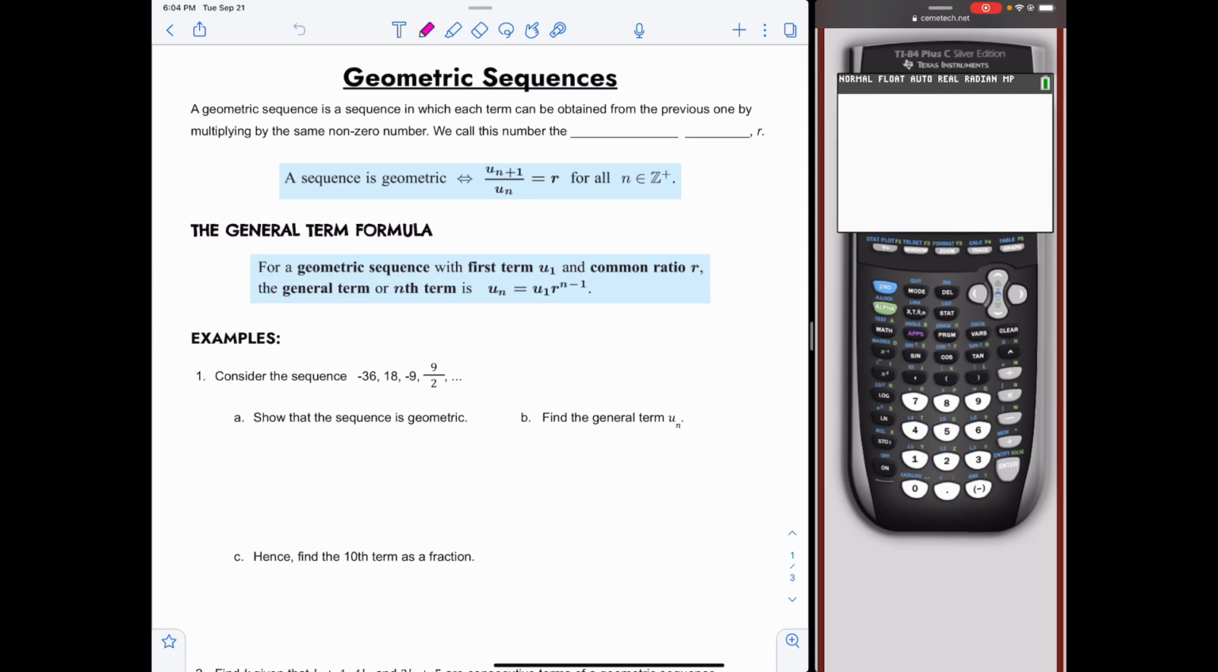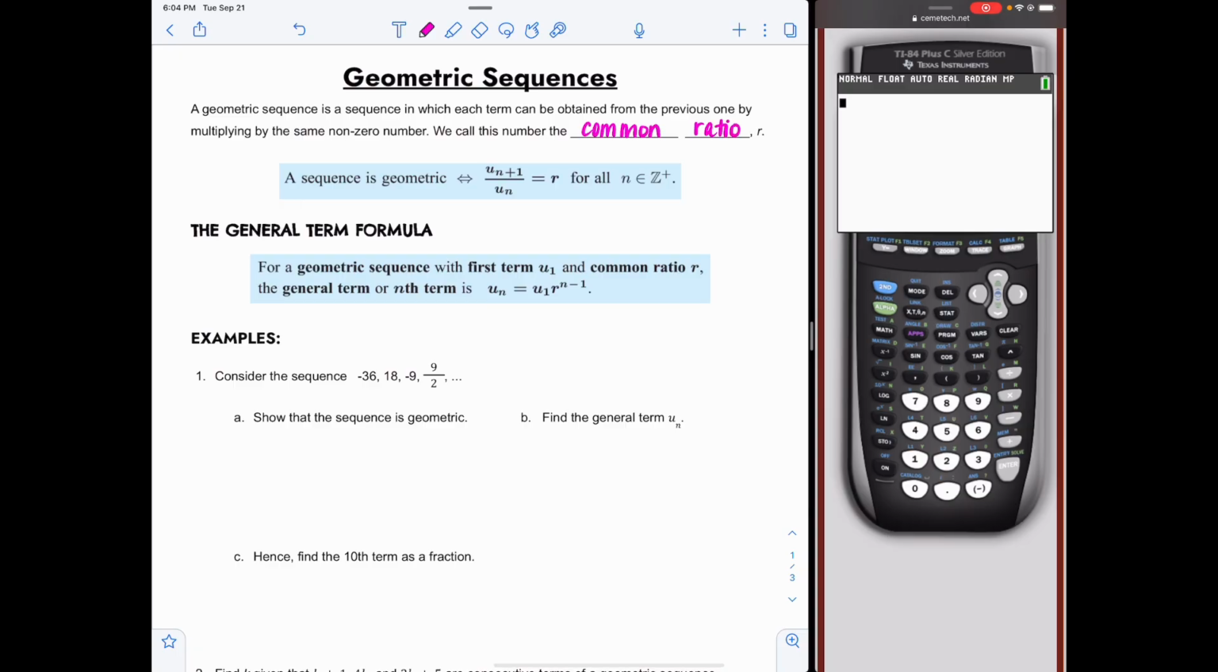Today we're going to talk about geometric sequences. A geometric sequence is a sequence in which each term can be obtained from the previous one by multiplying by the same non-zero number. We call this number the common ratio, and we denote it as r.